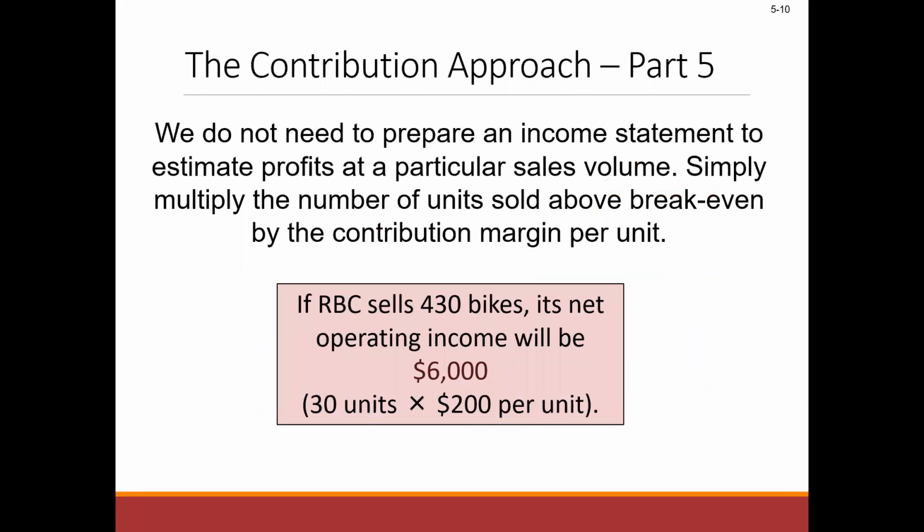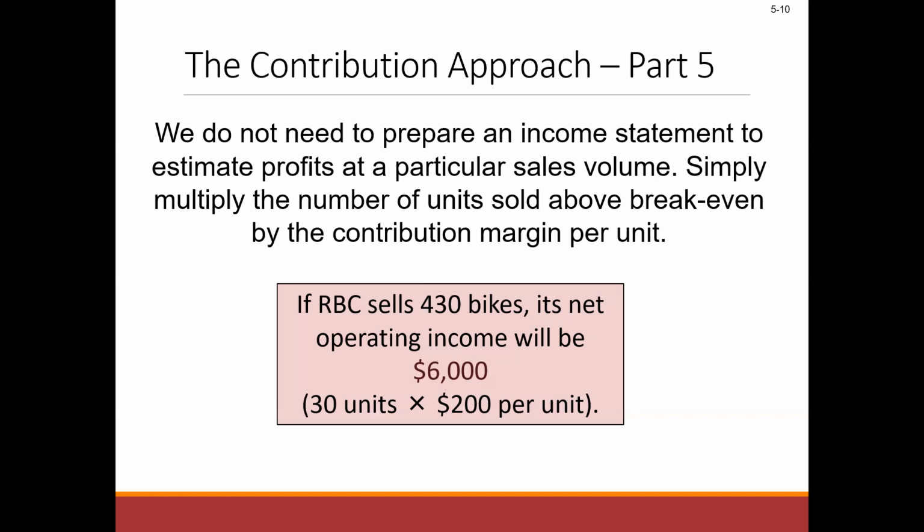We do not need to prepare an income statement to estimate profits at a particular sales volume. Simply, we can multiply the number of units sold above the break even by the contribution margin per unit. So each additional unit, of course, has their variable expenses. So the sales of that additional unit less their variable expenses is the contribution margin. So once we hit break even, the number of sales times that contribution margin is going to be our profit. Okay?